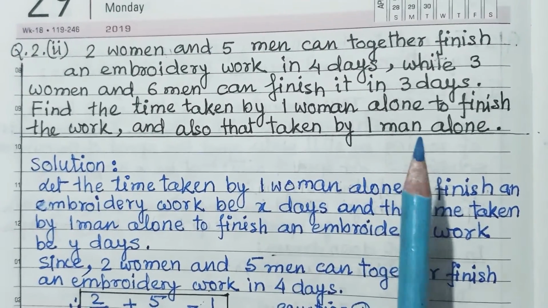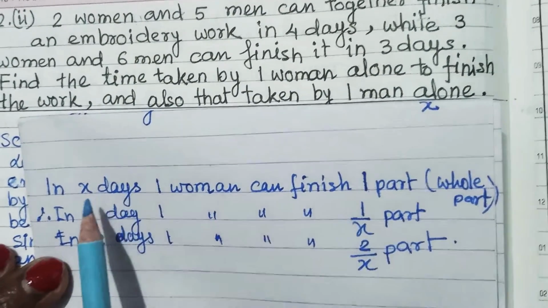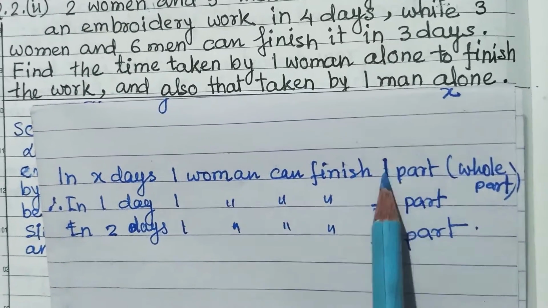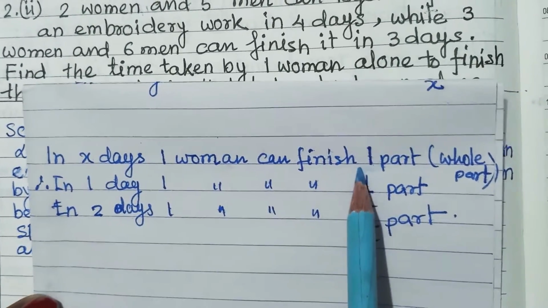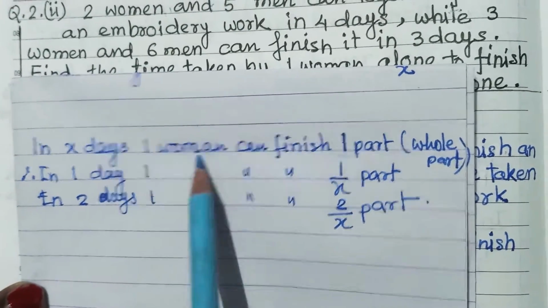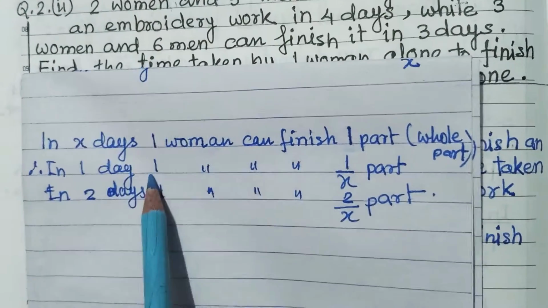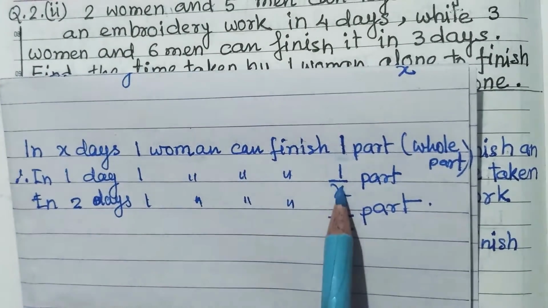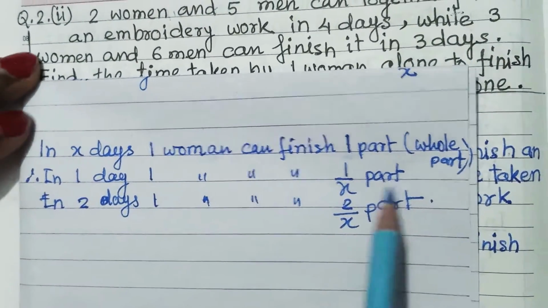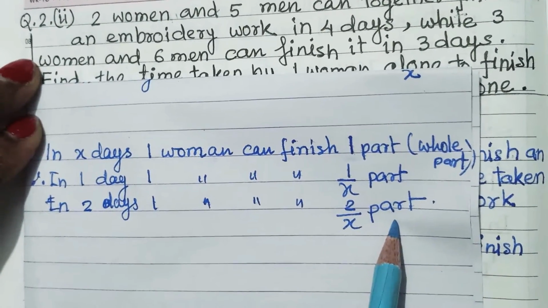Now this type of question, you first see this one. Suppose in x days a woman can finish the work. The total work we take as one part. So in x days one woman can finish one part. So in one day, how much part is one woman doing? By the unitary method, it is 1 upon x part. So in 2 days how much will she do? 2 upon x part. Clear?